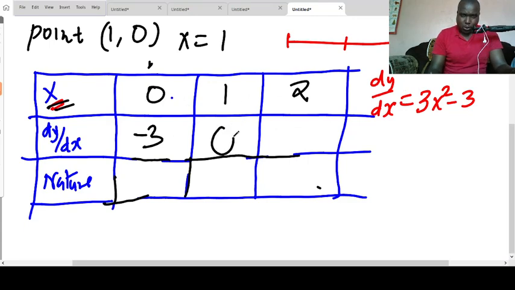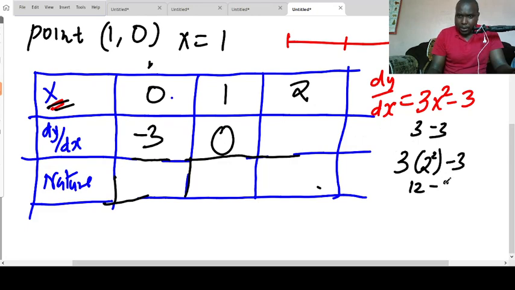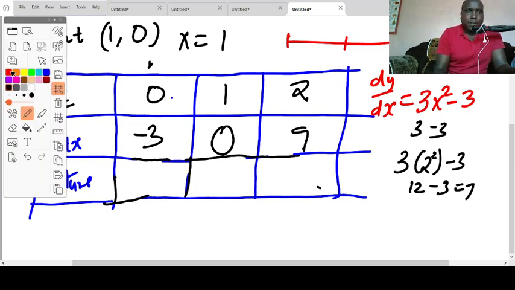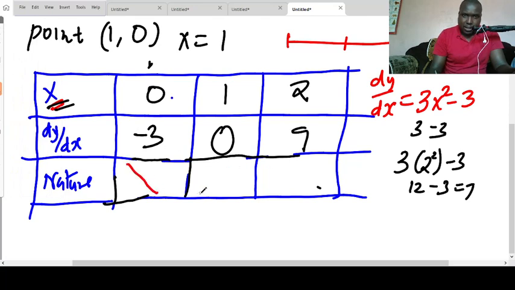At the middle, the answer will always be 0. dy over dx, if you put here 1, it will be 3 minus 3, the answer is 0. Next, when x is 2, it will be 3 into 2 squared minus 3. It will be 12 minus 3, and the answer is 9. This is 9. So the nature will be, when you look, this is negative, so negative means decreasing to 0, then positive means increasing.